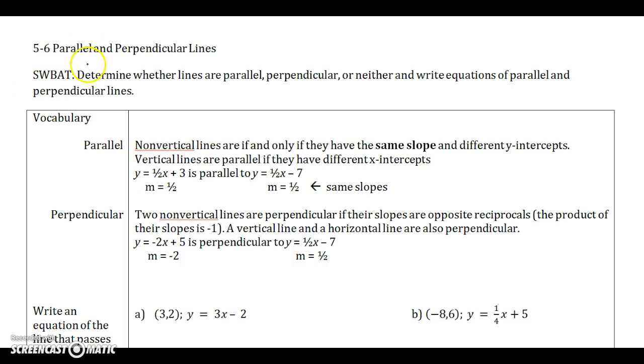Your SWABAT is going to be to determine whether lines are parallel, perpendicular, or neither, and to write equations of parallel and perpendicular lines. So let's talk about it.